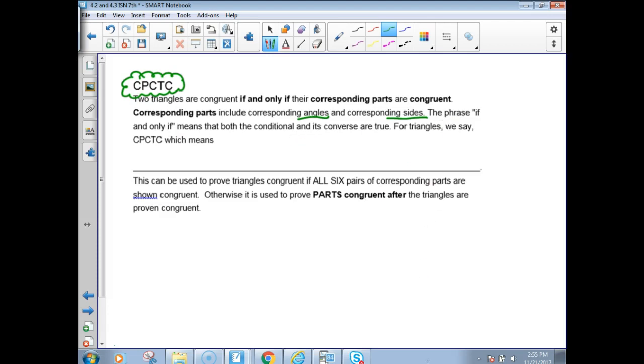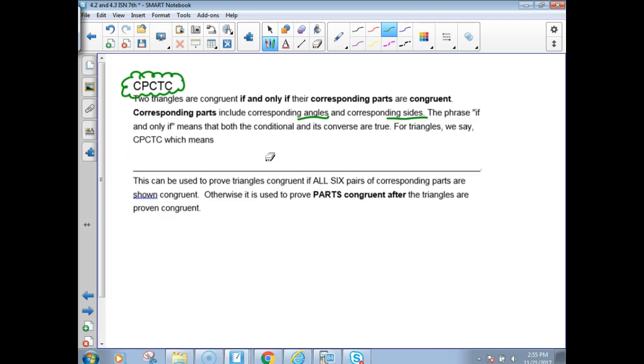So for example, if I said, if it's a frog, then it's green, the converse would be, if it's green, then it's a frog. And then it would say an animal is a frog if and only if it's green. Converse and conditional statement being true, that's where an if and only if comes in. It means the converse and the statement itself are both true.